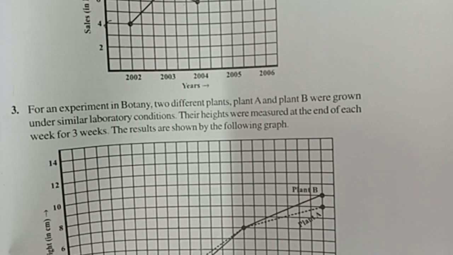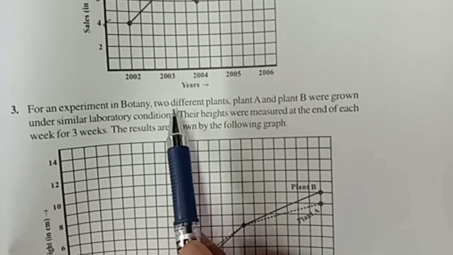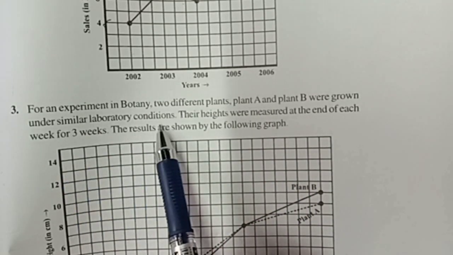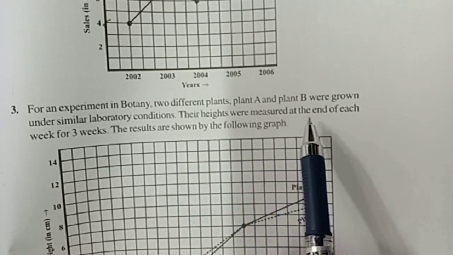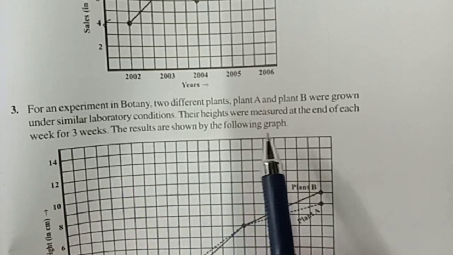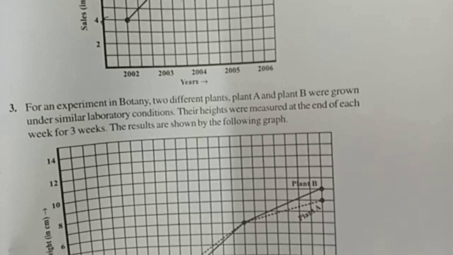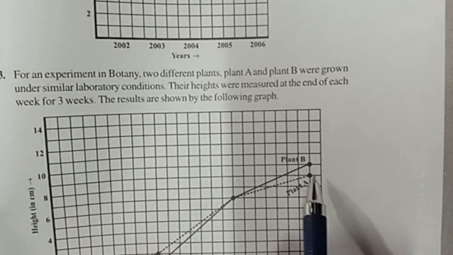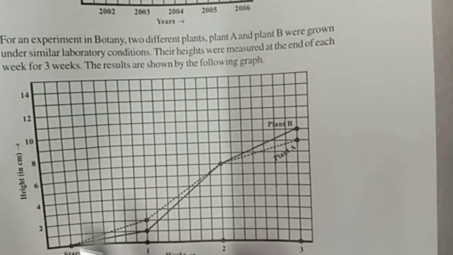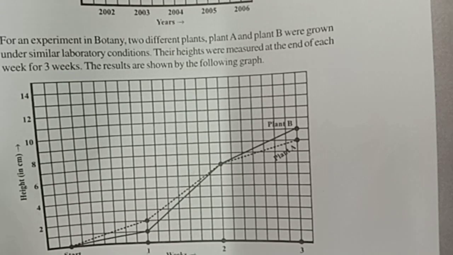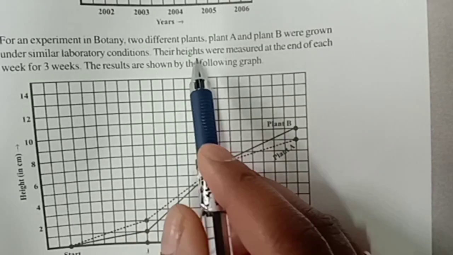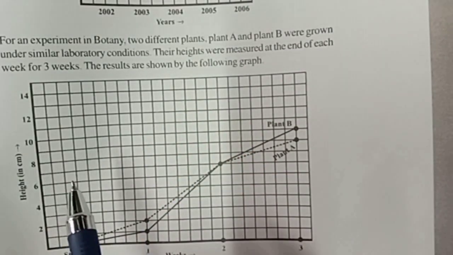Question number 3. For an experiment in botany, two different plants, plant A and plant B, were grown under similar laboratory conditions. Their heights were measured at the end of each week for 3 weeks. The results are shown by the following graph. The graph is given, okay? Plant A and plant B, two plants are given in the graph. These are weeks and these are height in centimeter. We have to measure their heights, okay?